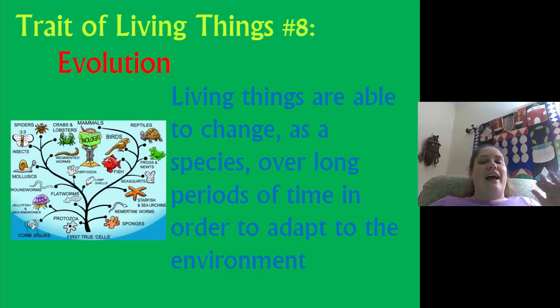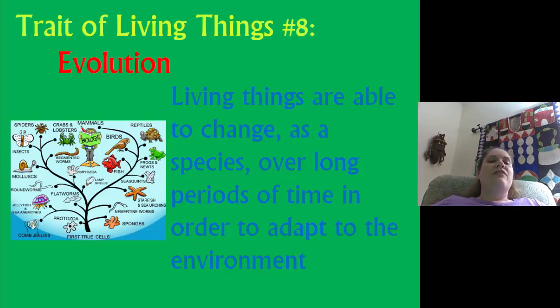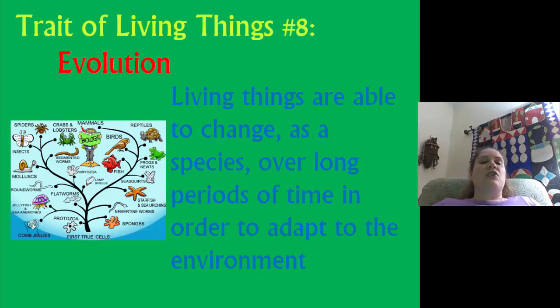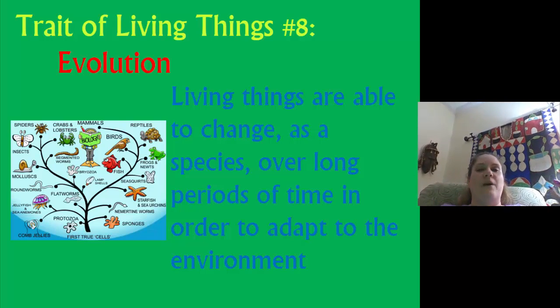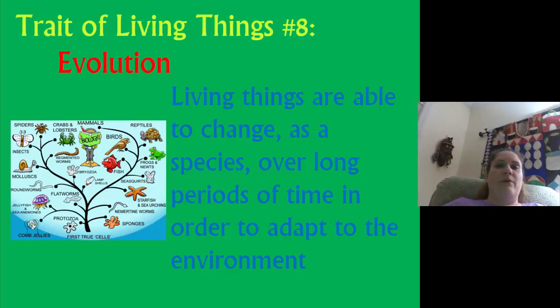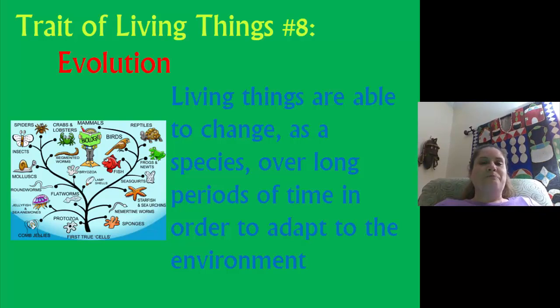Anything that's alive as a species is able to change over long periods of time in order to adapt to their environment. So again, we're not saying one individual organism can adapt. We're saying that as a species, over long periods of time, they can adapt and change. So anything that's alive as a species can evolve to adapt and fit better in with its environment, to work better with its environment. Sorry for the bouncy camera. Lulu is climbing all over the place right now.